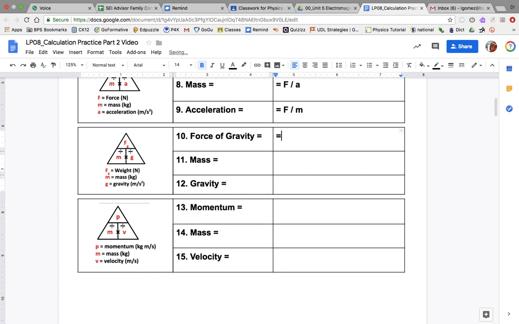Now here I want to calculate force of gravity. Force of gravity is mass multiplied by the acceleration of gravity. If I want mass, I do the force of gravity divided by gravity. If I want gravity, which is a calculation you probably won't do, you do force of gravity divided by mass.